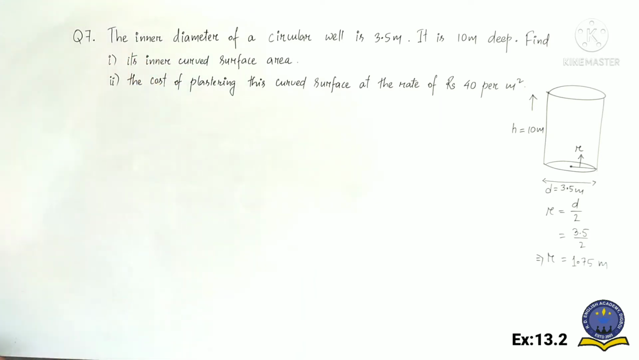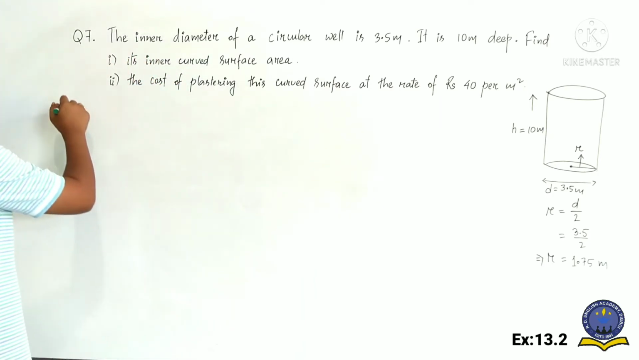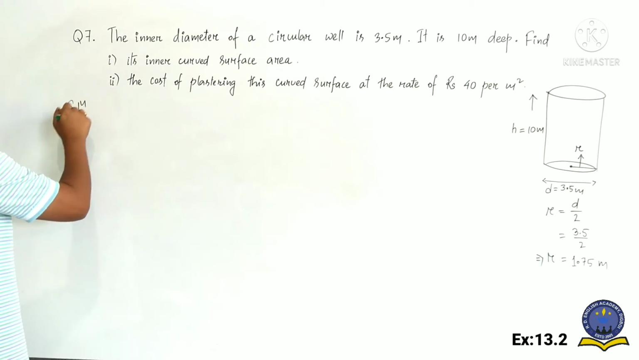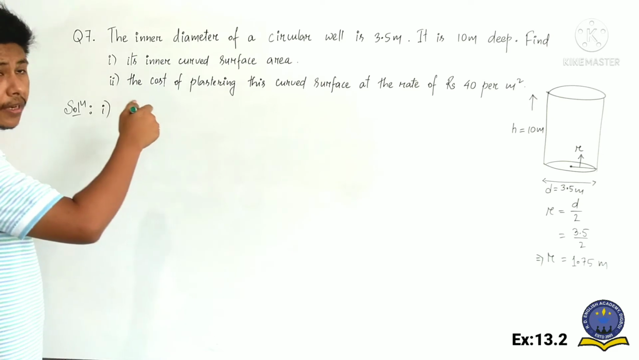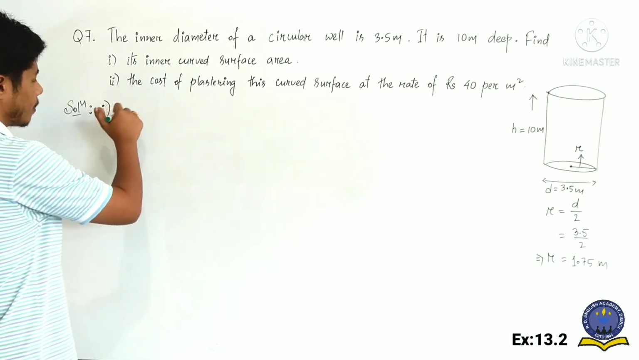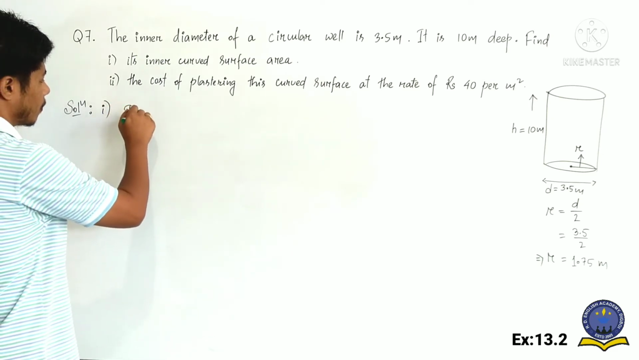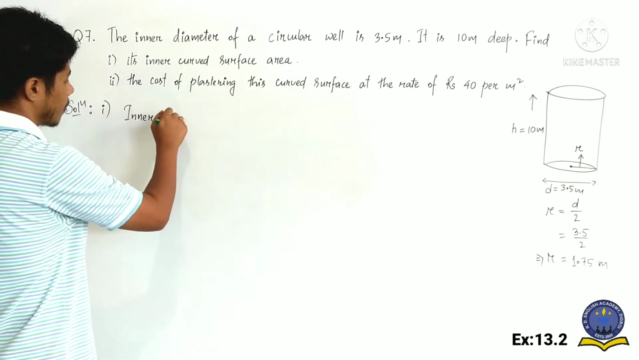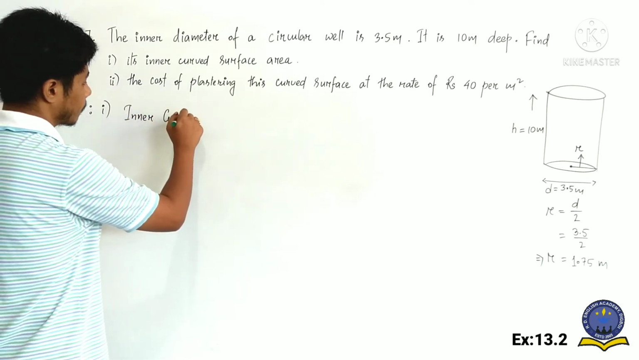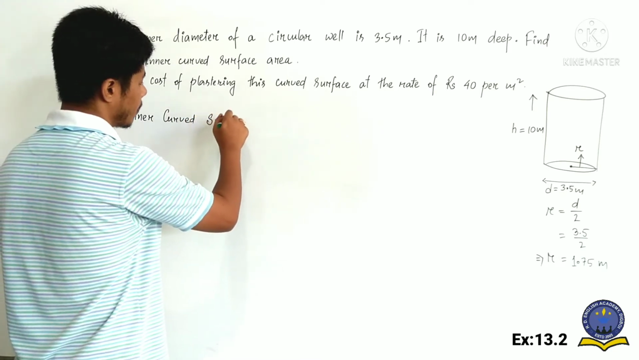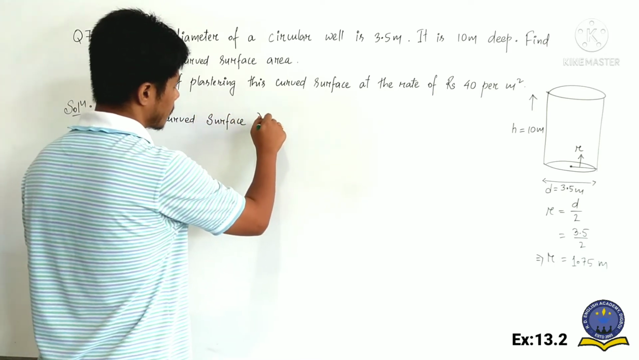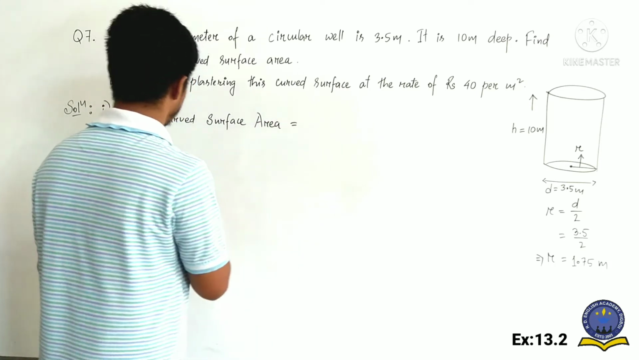So the first result we have to find here, when you start the solution, is the inner curved surface area. So directly we write here inner curved surface area. First of all we have to find the inner curved surface area, is it not? So inner curved surface area equals, what is the formula?